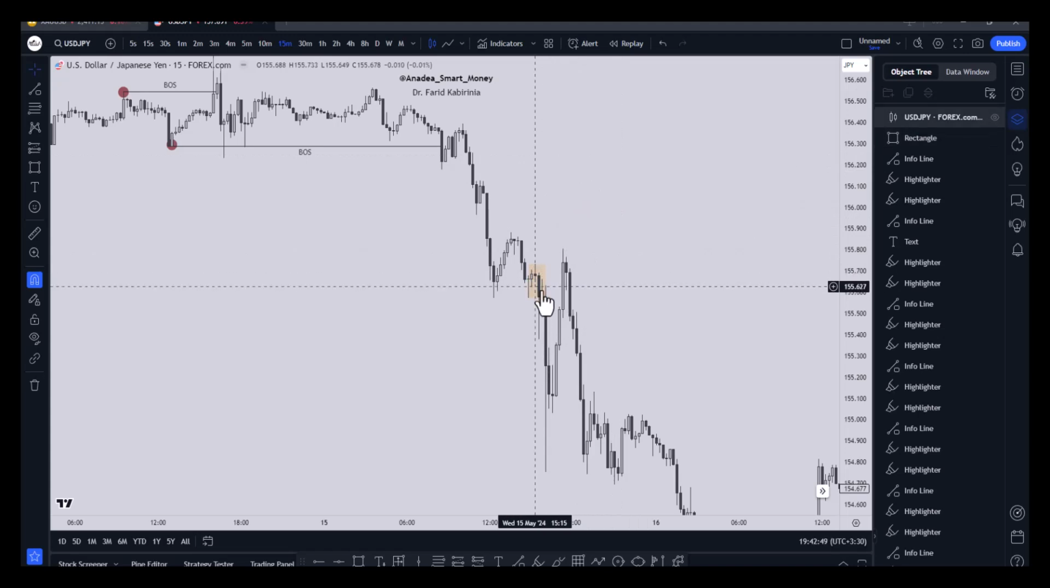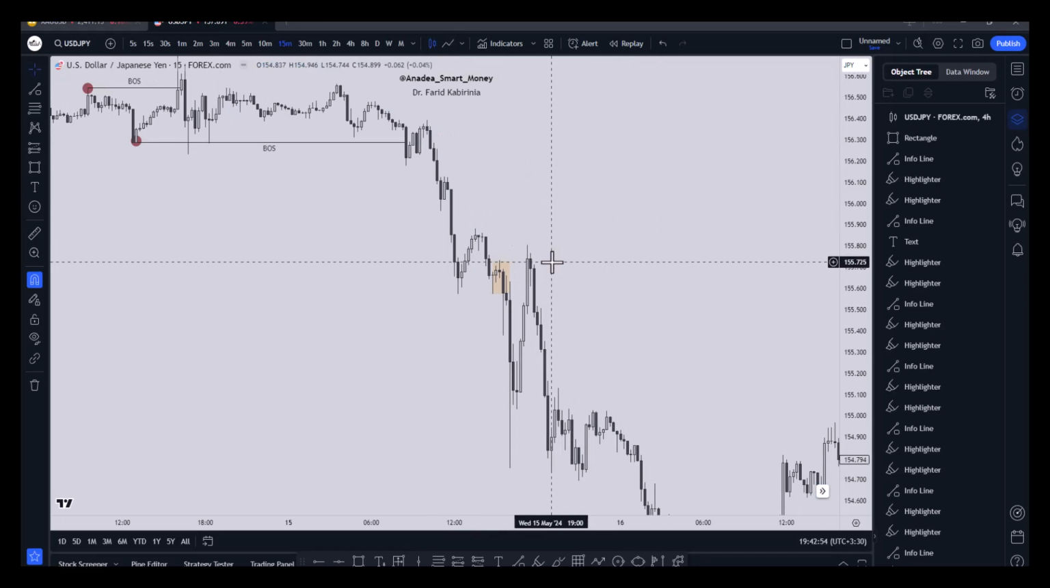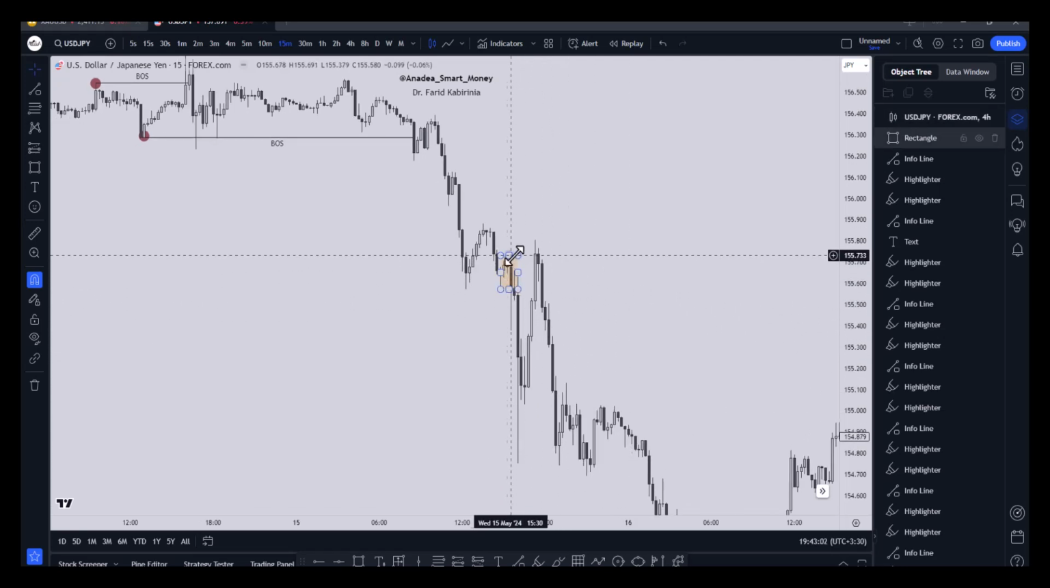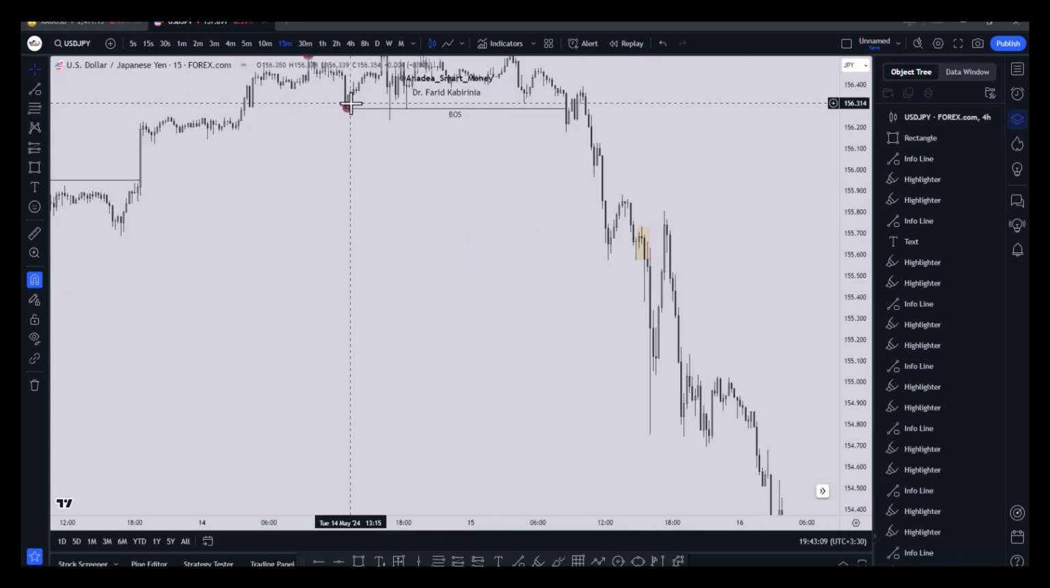How about the second criteria? Is it a pivot? Yes, it's a pivot. How about the third criteria? Does it have a candle not touching it? Yes, it has several candles not touching it. So when price comes and closes above this supply zone, our swing low is determined.